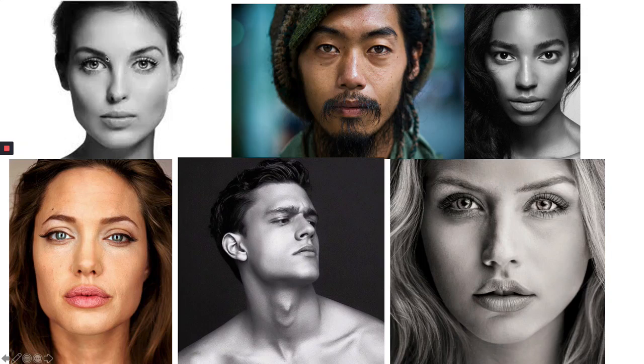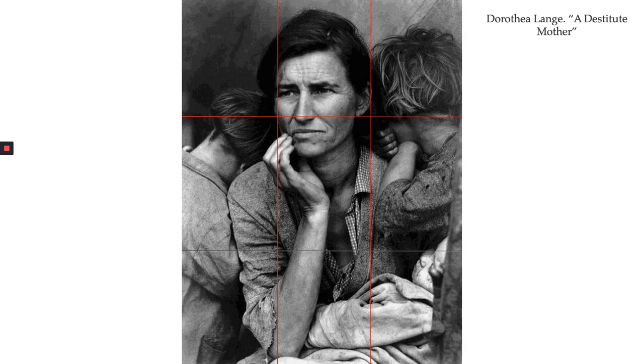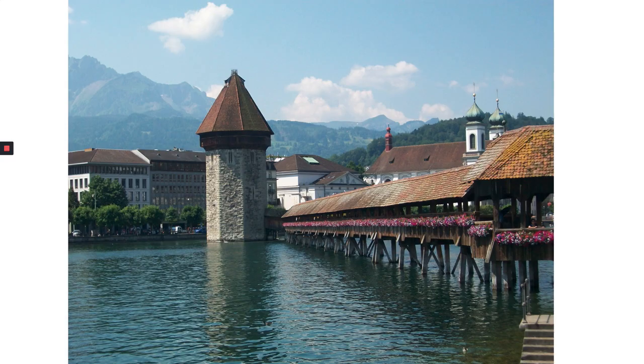And here we see some modeling that's being done. Notice how the eyes are always going to be on that top third line. In any type of film or TV show you watch, whenever there's a close-up of a character, you're going to notice that it's on that top third line. Or here we see Dorothea Lange's The Destitute Mother, following the same principles. We see this again and again and again. And we can also apply this to landscapes as well.